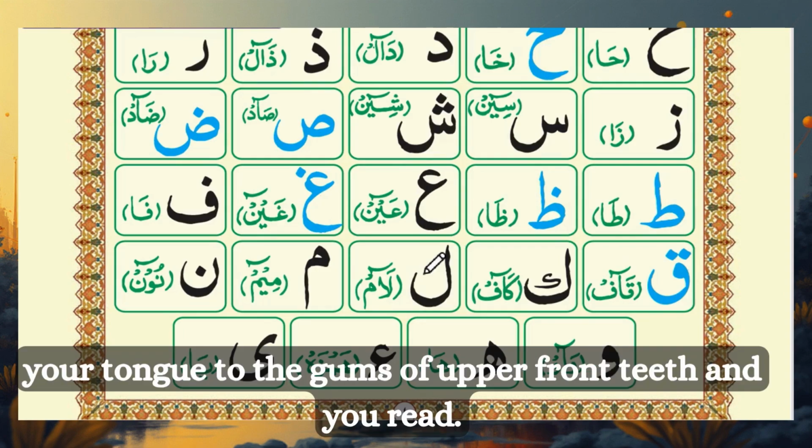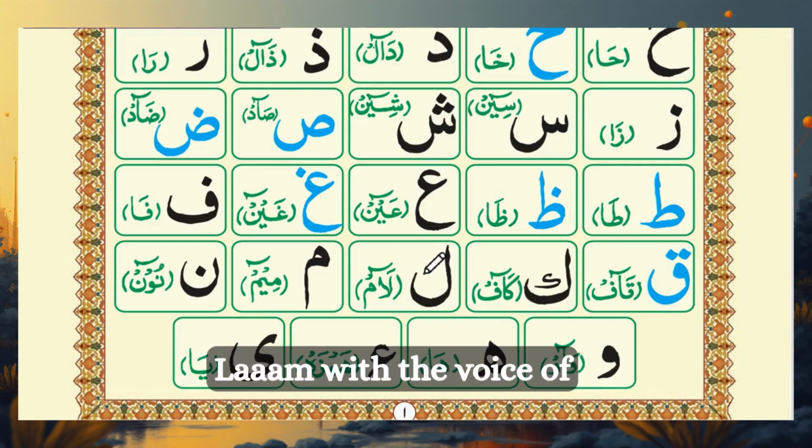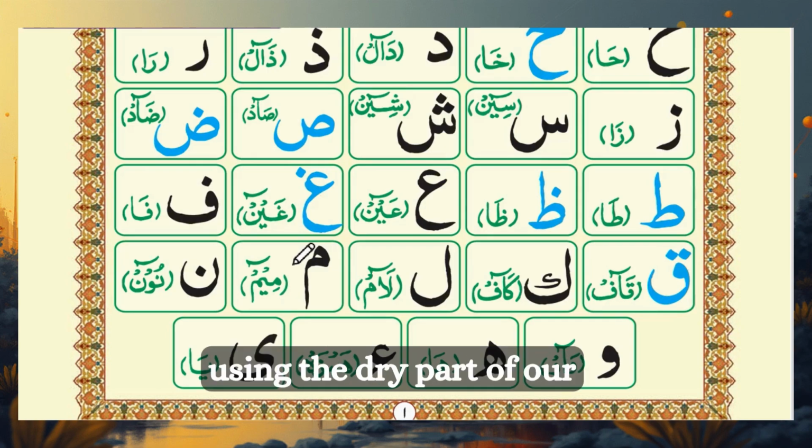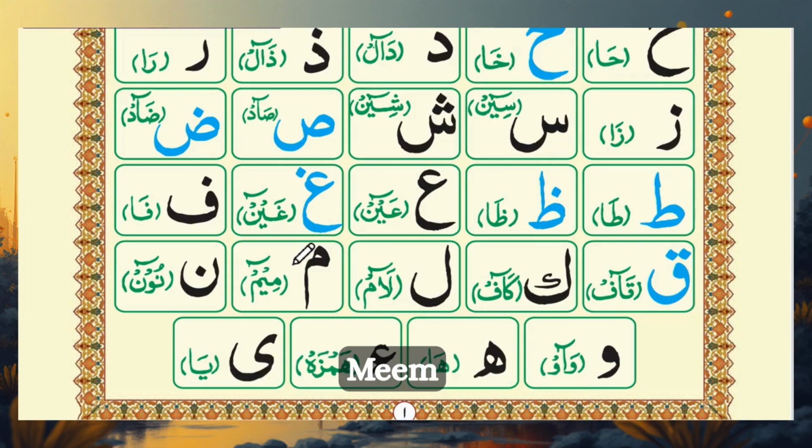Lam. Touch your tongue to the gums of the upper front teeth and you read lam with the voice of la. Mim. By using the dry part of both our lips, we read mim.